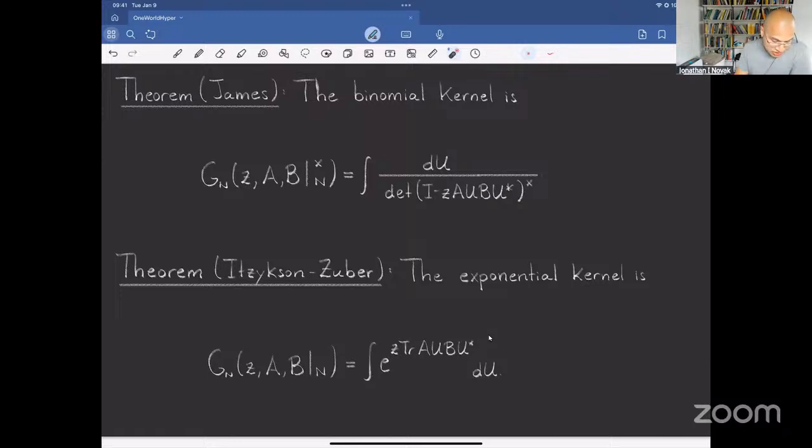And this looks quite a bit like a characteristic polynomial. So this is like the characteristic polynomial of a random matrix to the negative xth moment, and that's exactly what James wanted to use this for. And I'm going to elaborate on that in a second. And what Colin showed you in his talk is that the exponential kernel is given by this Laplace type integral over the unitary group, the spherical integral.